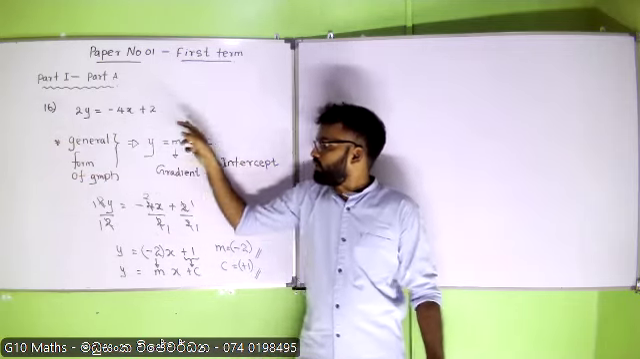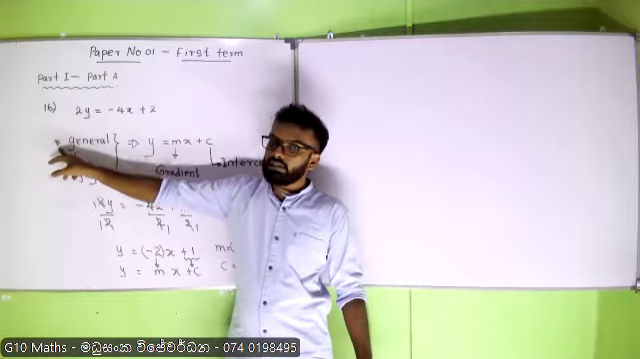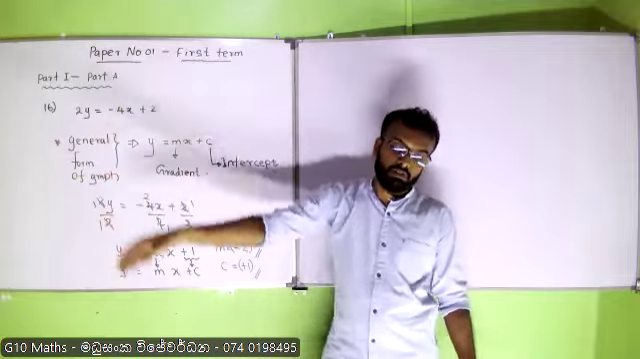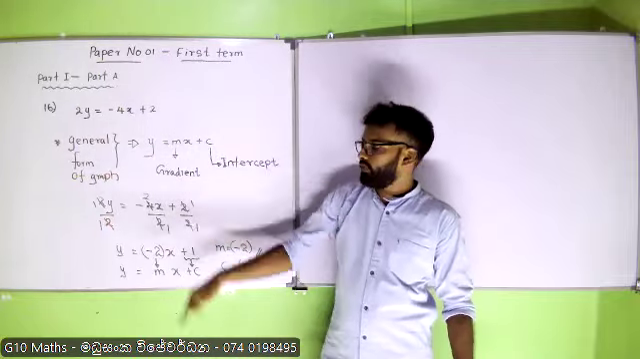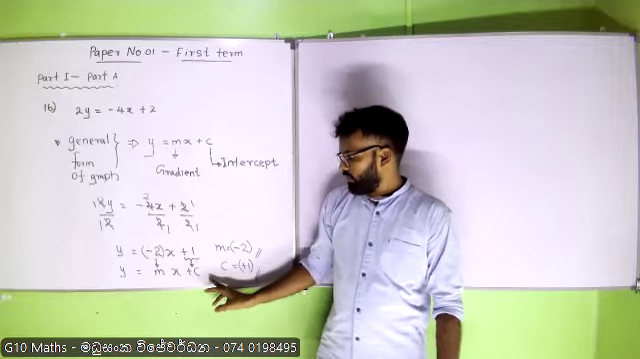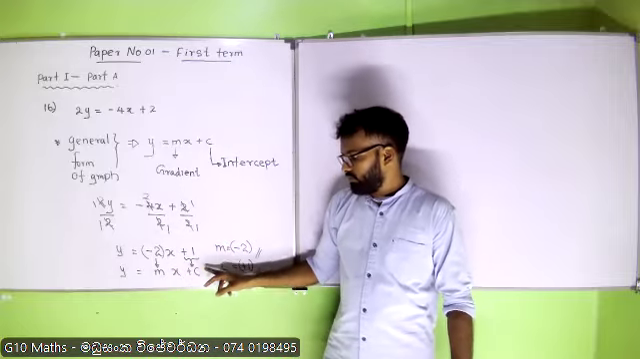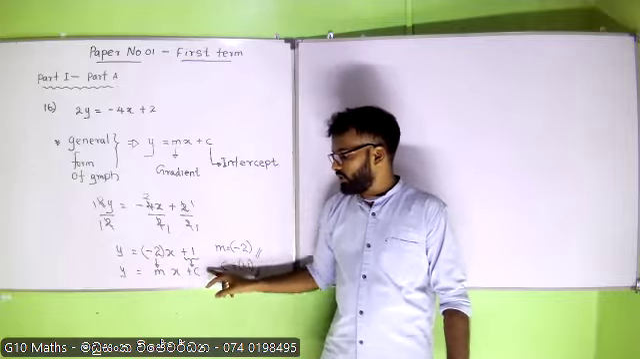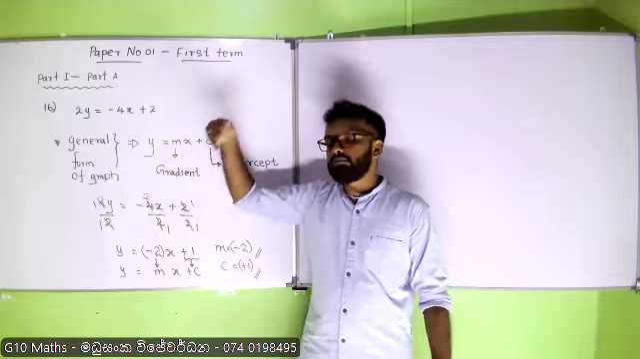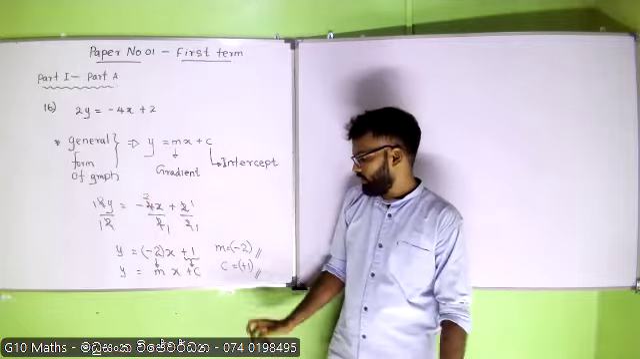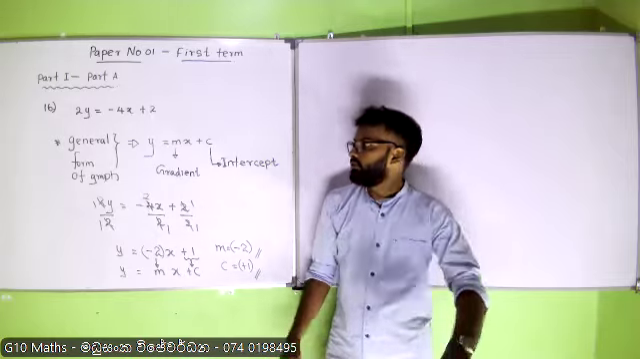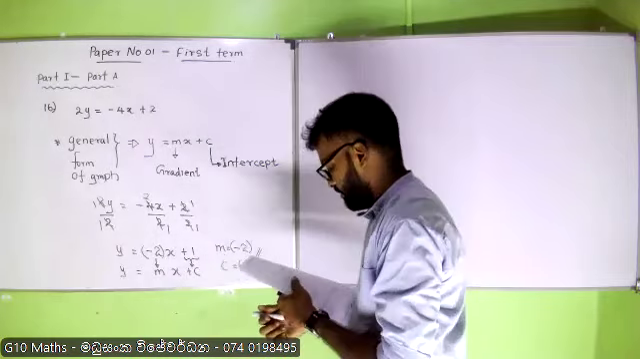Okay, general form. That's why I put it like this. You need to remember that for each and every question, you need to do these things. This is for your understanding. y equals mx plus c. I have shown it by putting arrows. So you need to identify m and c.